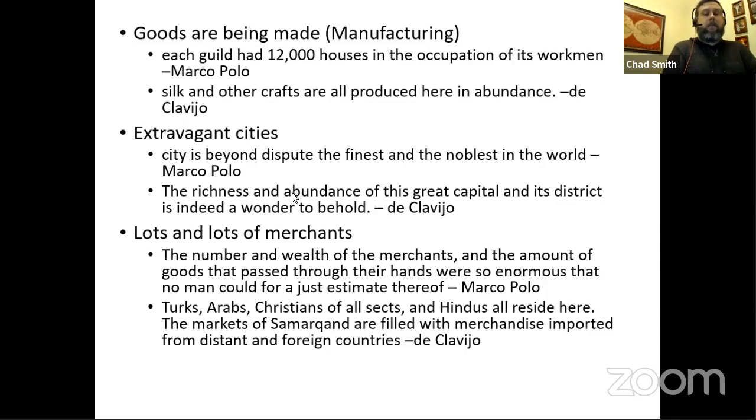The final similarity is that in both places there were lots and lots of merchants and lots of trade happening. In Marco Polo's document, the number and wealth of the merchants and the amount of goods that passed through their hands were so enormous that no man could count them. In Samarkand, Turks, Arabs, Christians of all sects, Hindus all reside here. It's a reasonable inference that these people coming from all over the world are coming as merchants in order to sell their goods. And immediately he says the markets of Samarkand are filled with merchandise imported from distant and foreign countries. So this is an important reality about trade routes that we're going to talk about and review today.